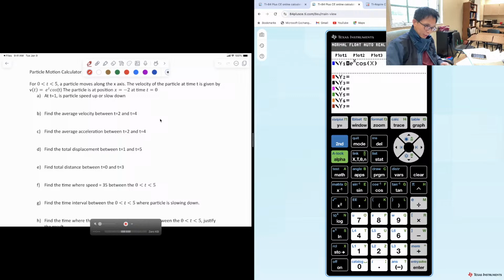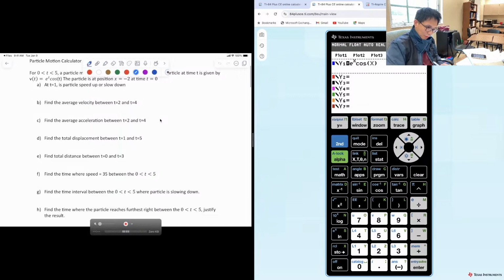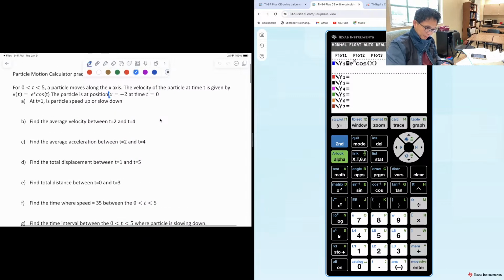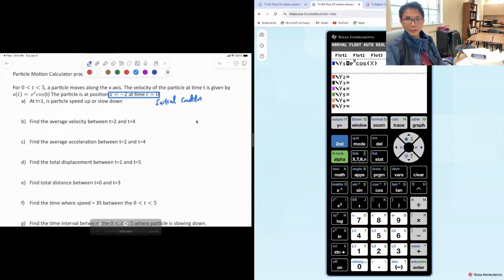Now, also knowing this is the initial conditions. Initial condition is only used for certain things. So I'm gonna highlight this, and I'm gonna say that's initial condition. And we only use it under certain situations. So at t equal to 1, is the particle speeding up or slowing down? So what I'm going to do is go back to here.